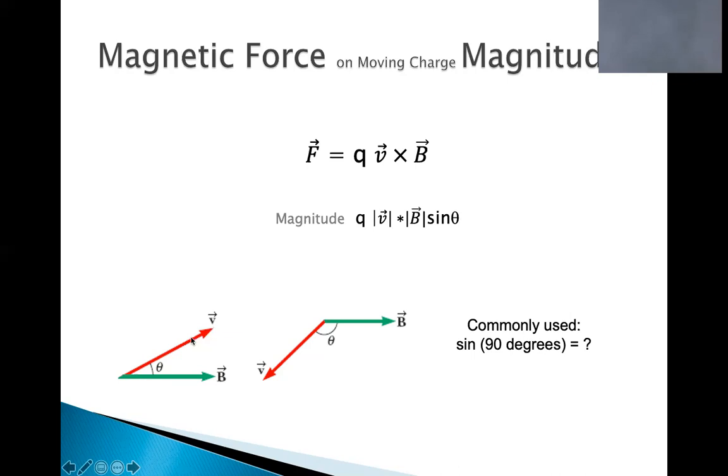For example, when the velocity and the magnetic field are forming an angle of theta like this, this is sine theta, or in the other case, this is an angle larger than 90 degrees. A commonly used angle in our exercises is a 90-degree angle. So do you remember what sine 90 degrees is? That's for you to find out, to research.